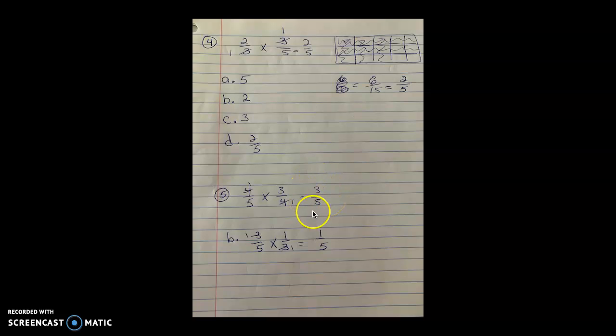For part B, I have to take this answer, 3/5, and multiply it times 1/3. Cross cancel, divide by 3, I got 1. Divide by 3, I got 1. Multiply straight across, and I get 1/5.